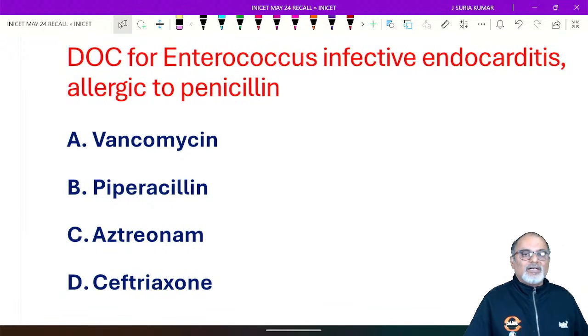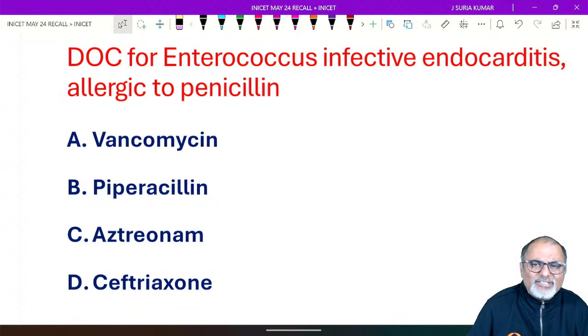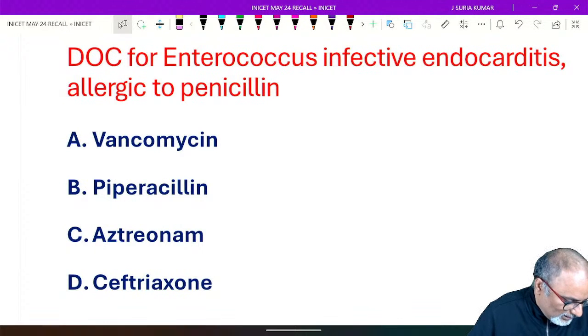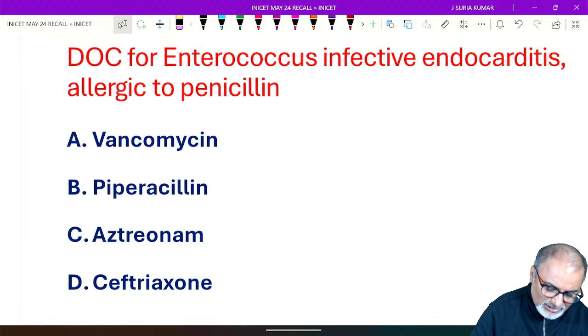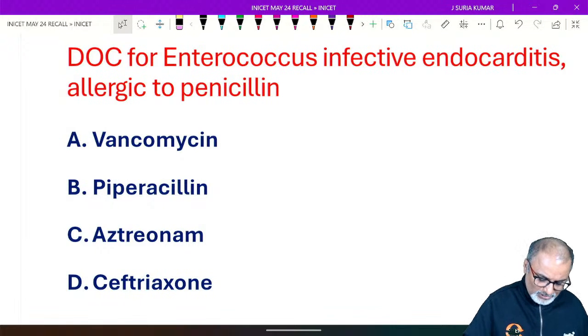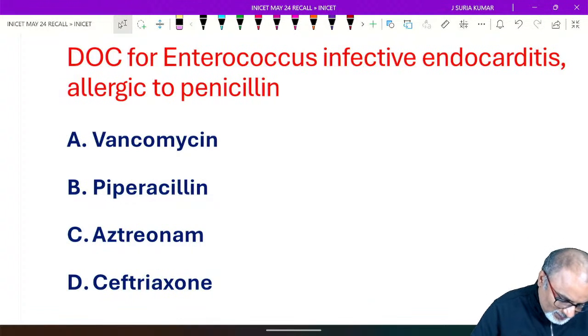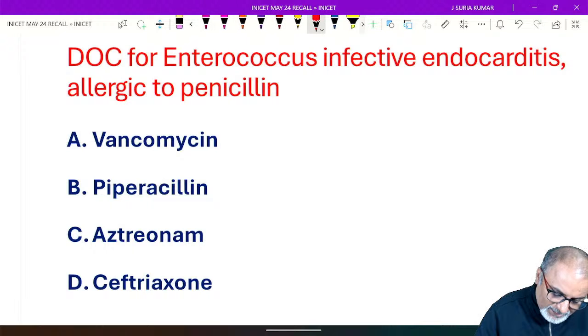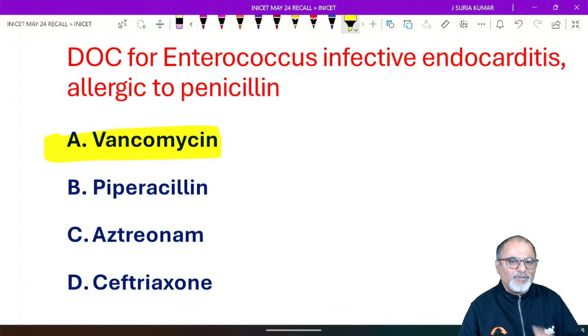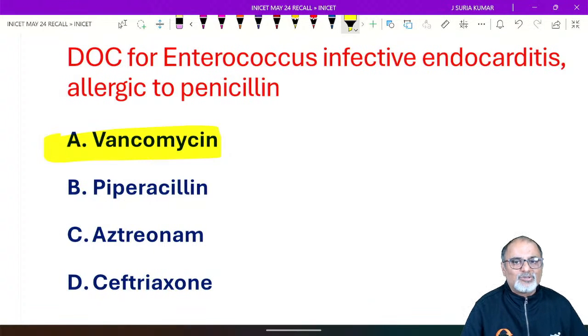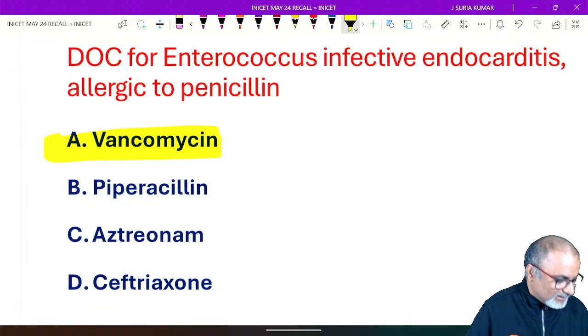with my first question. Drug of choice for Enterococcus infective endocarditis, allergic to penicillin. Usually the treatment is penicillin, but if the patient is allergic to penicillin, the best one you can go for is vancomycin. That is the protocol given. How many of you made it right? Vancomycin. Piperacillin we are mainly using for Pseudomonas. So the drug of choice is vancomycin.